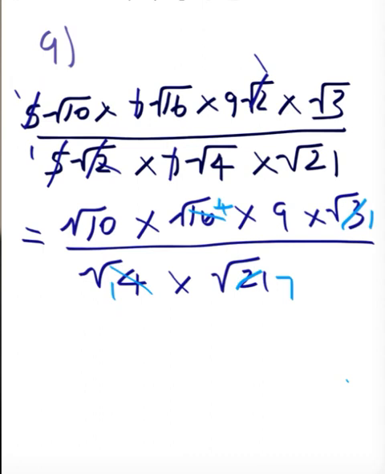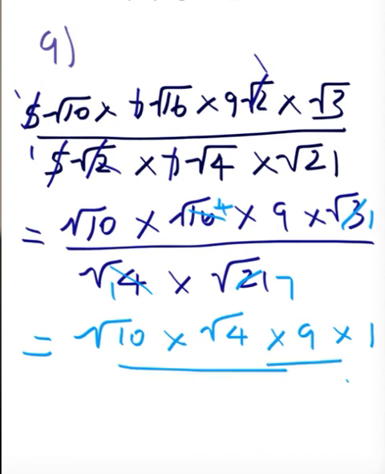So what I'm left with is the square root of 10 times the square root of 4 times 9, and then times just the 1 there, all over the square root of 7. So I didn't have to write that 1 there. Rub that out, because we know that's just invisible. All right, and now I can also simplify the square root of 4, which is just a whole number 2, because that's a perfect square.